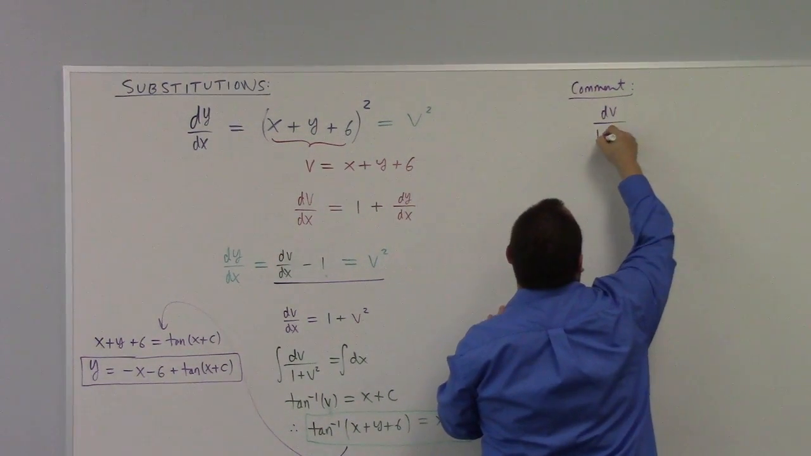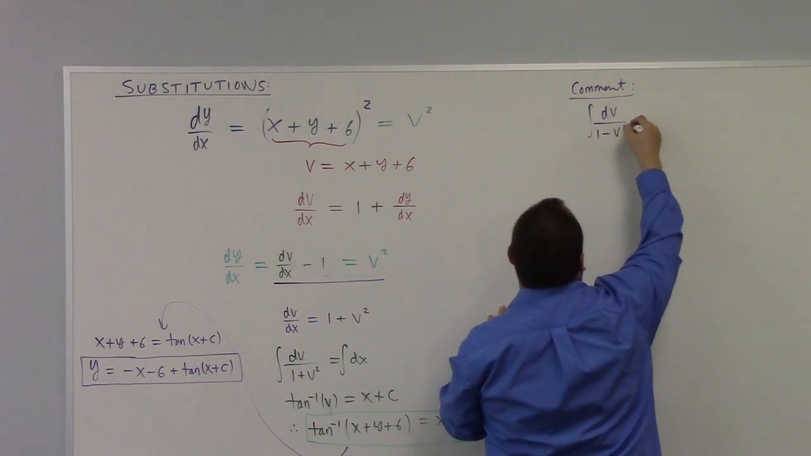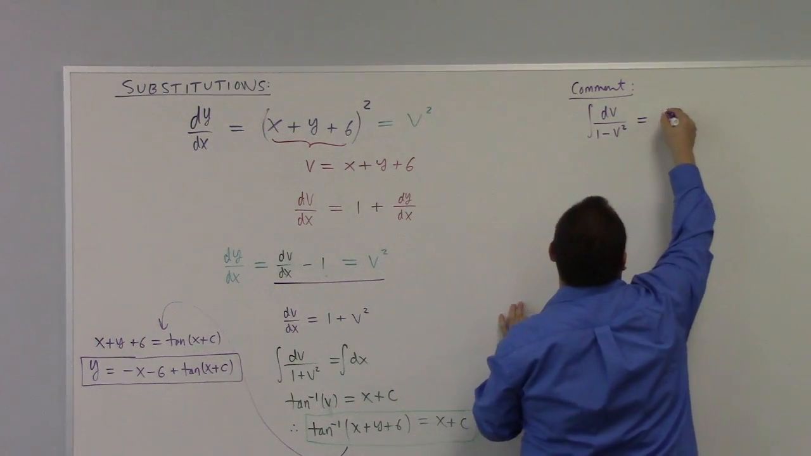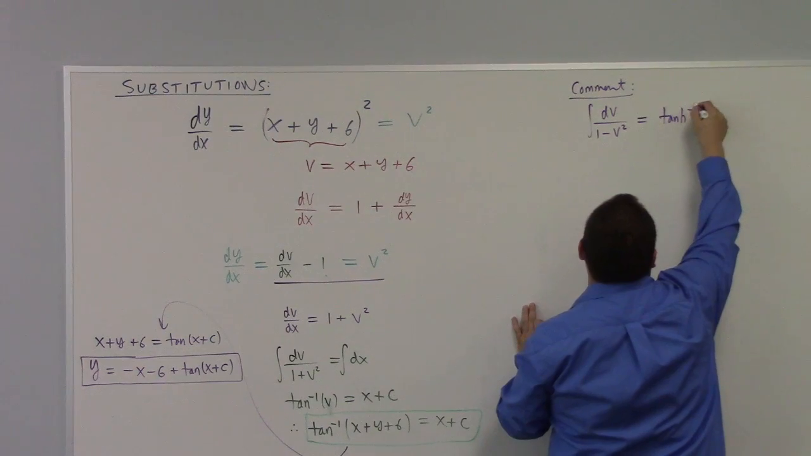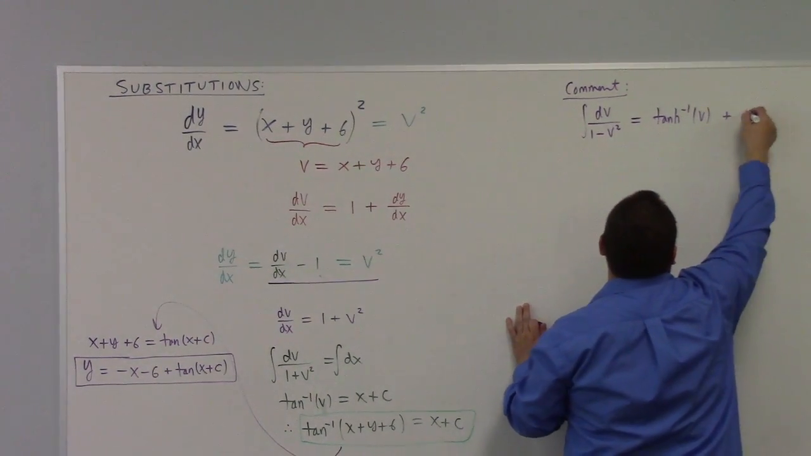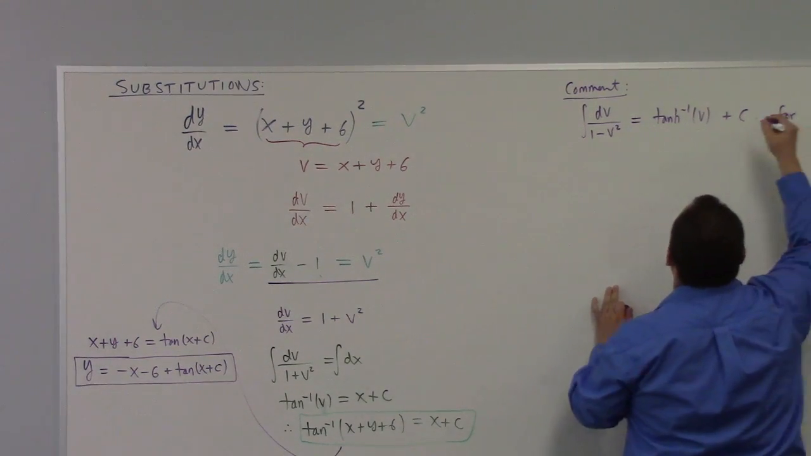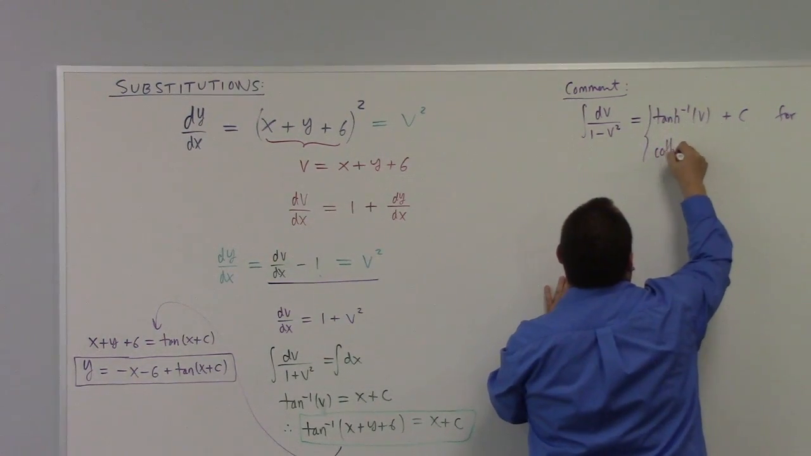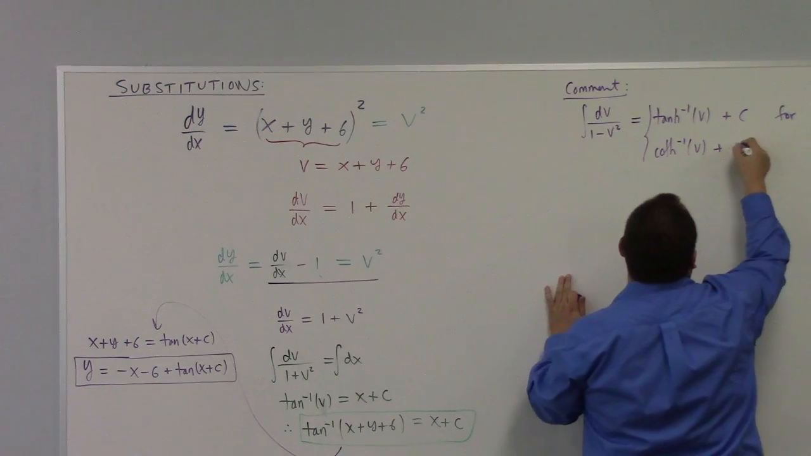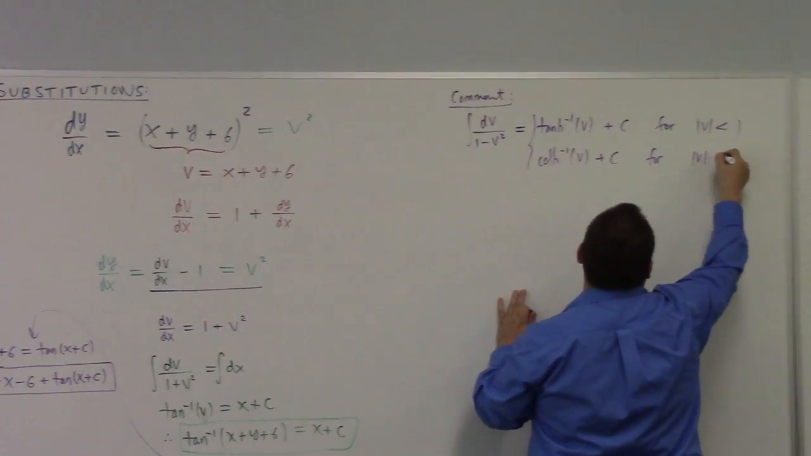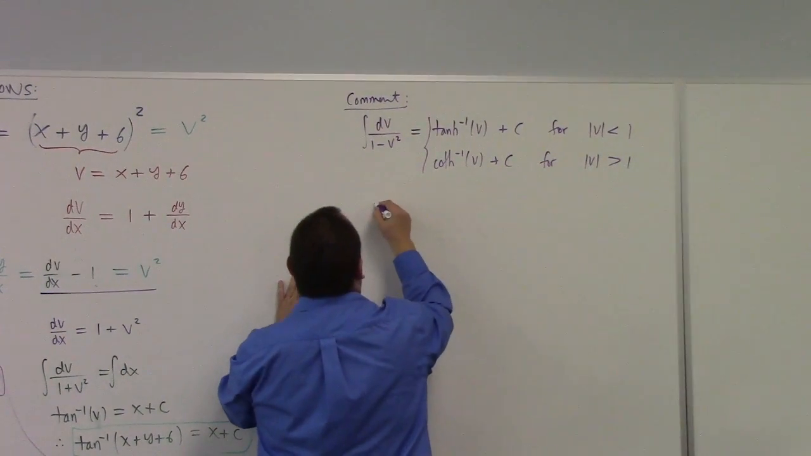if I had dv over 1 minus v squared, the integral of that, right? You've got two different ways you can go. The one is that that's the inverse hyperbolic tangent of v plus a constant, and that's only good for the absolute value of v less than 1. Or you can use the inverse coth for v greater than 1. Or you can do this.